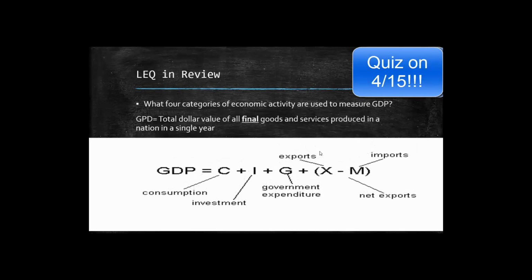Well, it's time to wrap it up. I just wanted to give you a quick introduction and overview to GDP. Once again, this is the first part of a multi-part video series on GDP, but this was a darn good introduction to it. So GDP is the total dollar value of all final goods and services produced in a nation in a single year. And there is the formula for calculating GDP, which we will be discussing in part 2 of this video series.